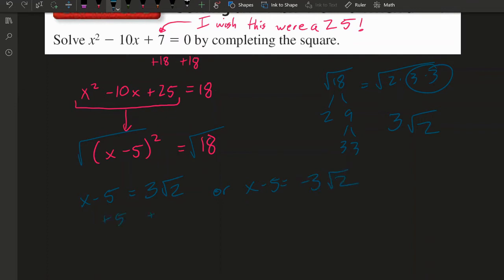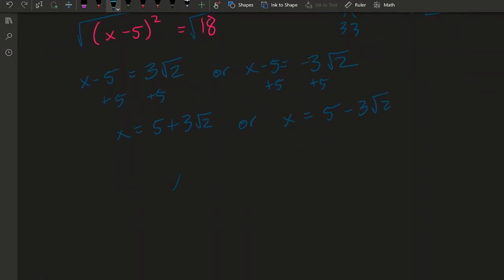I'll add 5 to both sides, giving me x equals 5 plus 3 square root of 2, or, adding 5 to both sides, x equals 5 minus 3 square root of 2. So I can say x equals {5 plus 3 square root of 2, 5 minus 3 square root of 2}. That's one correct way of expressing the answer. Now I notice that these two are exactly the same except for the plus and the minus, so I can also say the answer is x equals 5 plus or minus 3 square root of 2, and this is another correct way of expressing that answer.